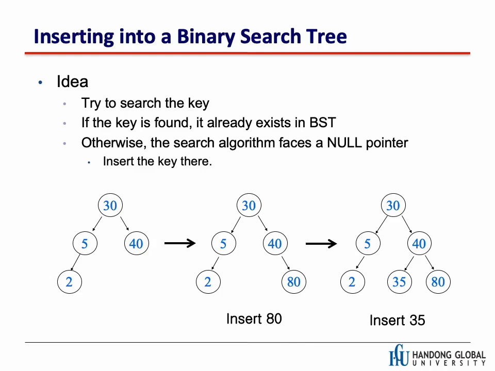Let's try one more thing. What if we want to insert 37? We compare 37 to 30, then we go to the right child, and 40 is larger than 37. So we go to the left child, and 35 is smaller than 37, so we go to the right child, which is null. So 37 will be the right child of 35. So you know what to do, right?